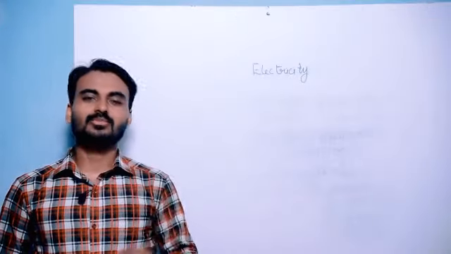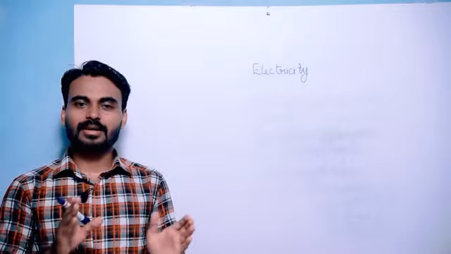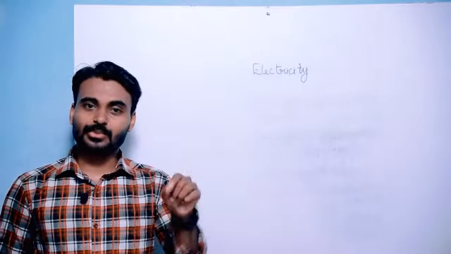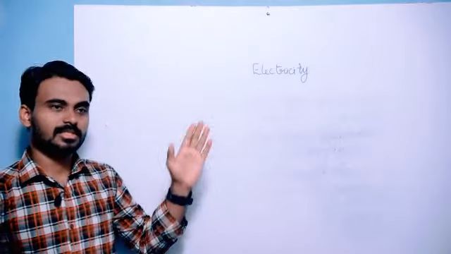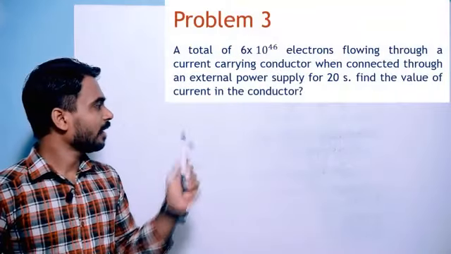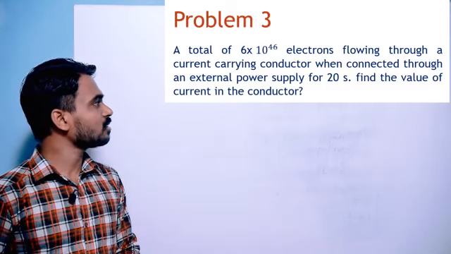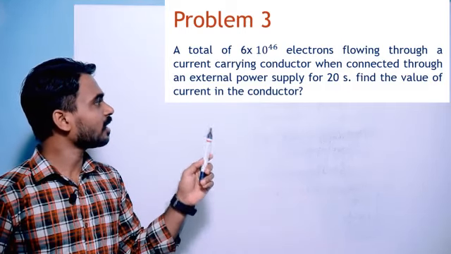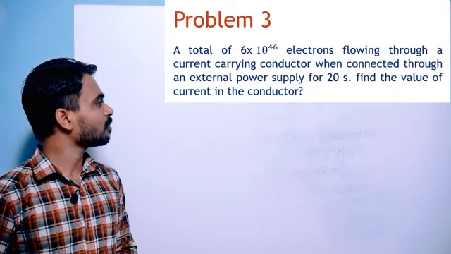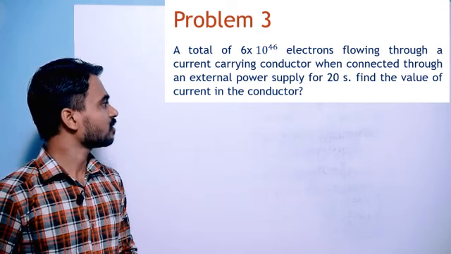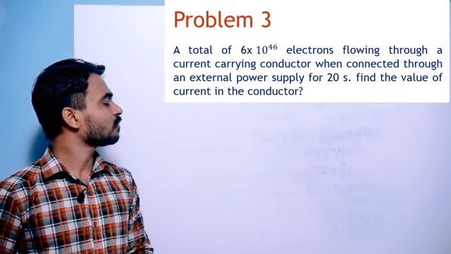So my dears, one more question is remaining in this session. That's also an important problem. By connecting the two equations, that is Q is equal to NE and I is equal to Q by T. That is the third question. Okay, just look at the question. A total of 6 into 10 raised to 46 electrons flow through a current carrying conductor when connected to an external power supply for 20 seconds. Find the value of current flowing through it.